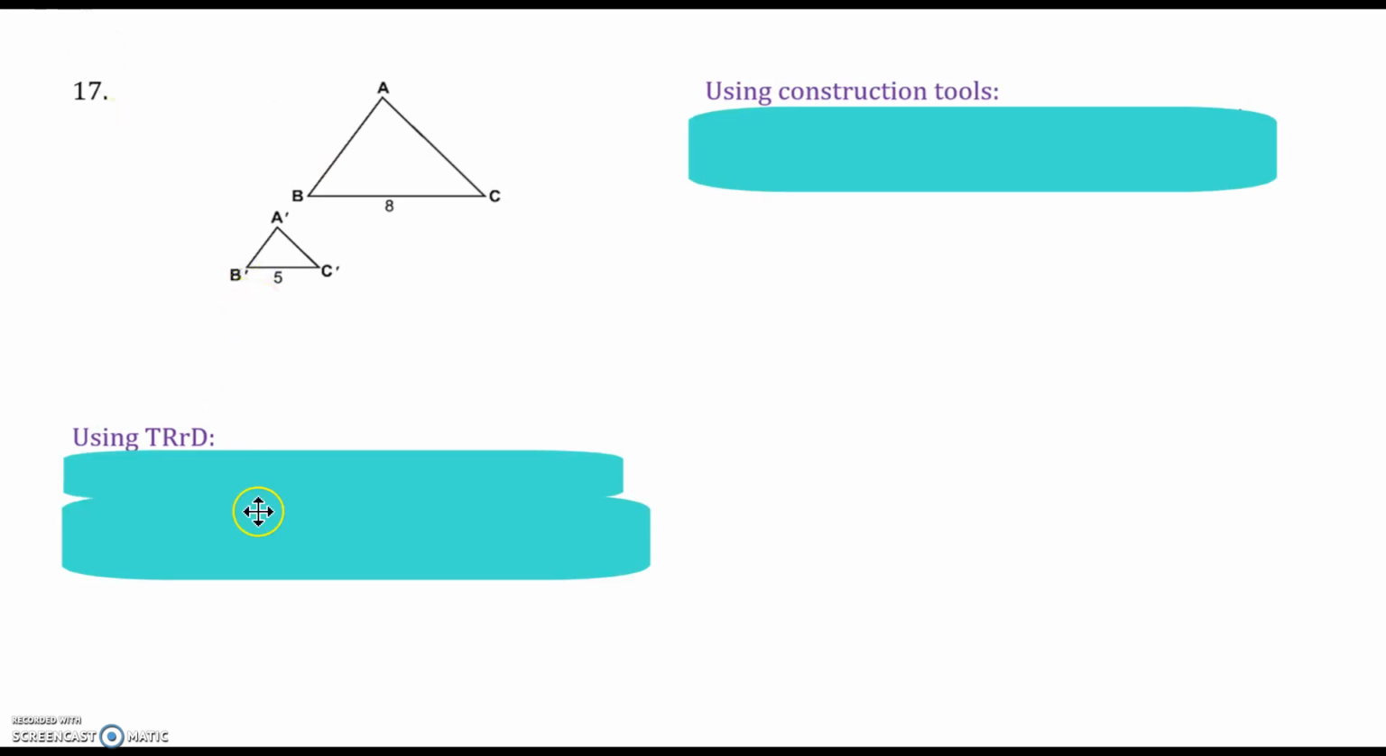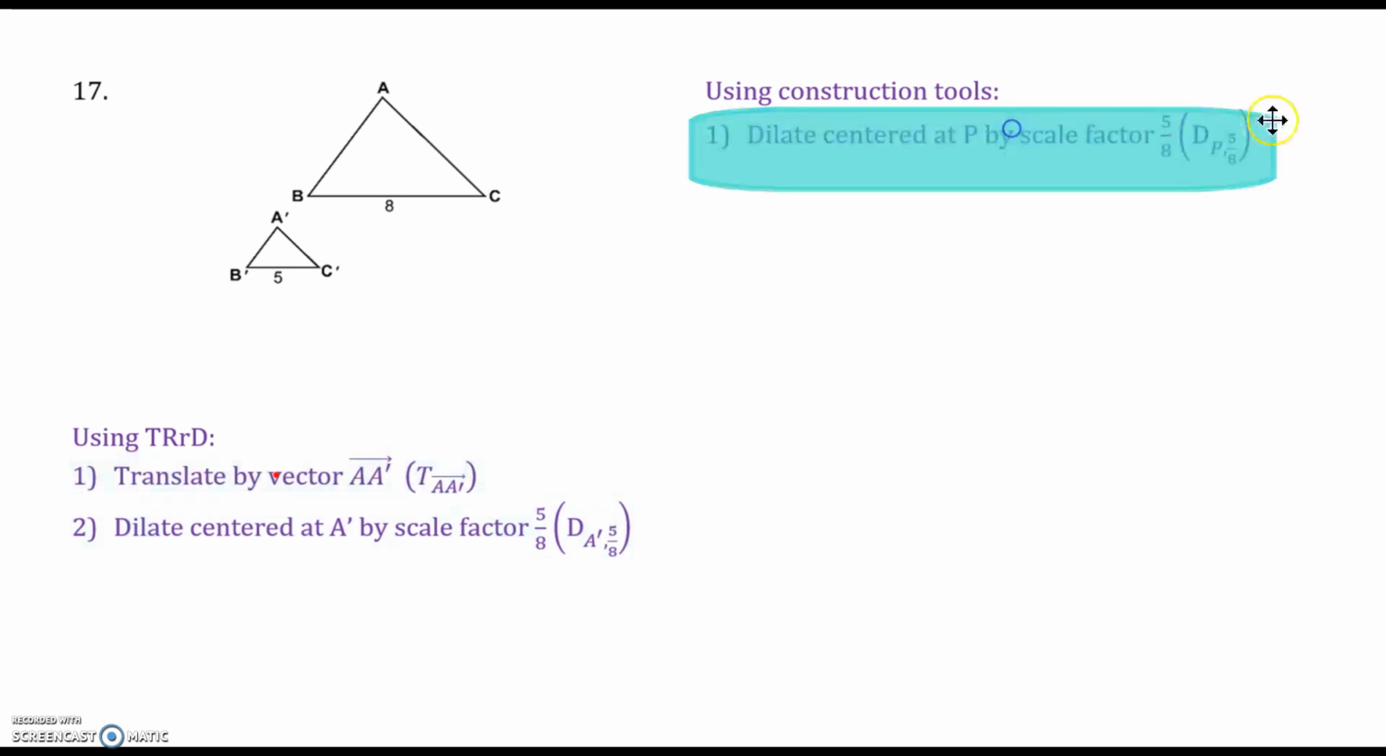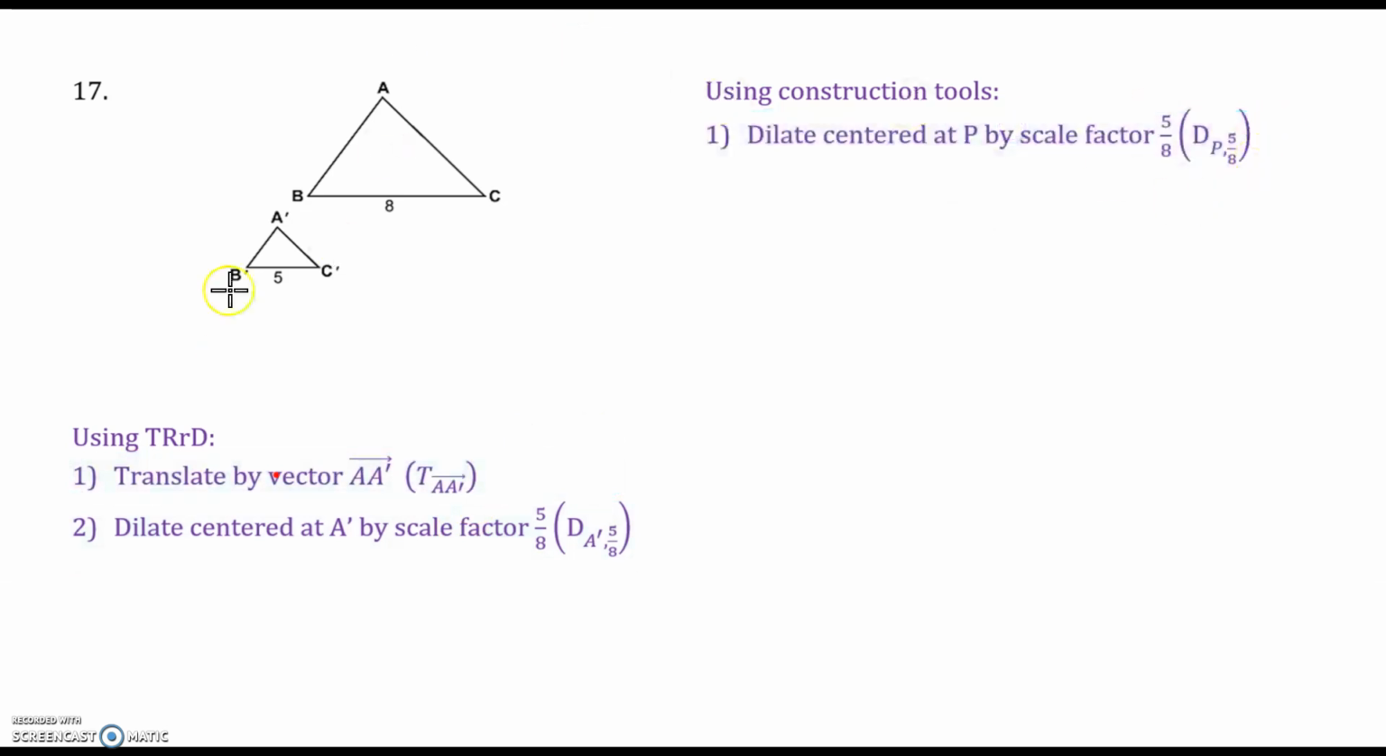Same thing for number 17. You can do the translation and dilation, or you can use construction tools to find your center of dilation and do it that way. So if you're going to name them, you would have point P here.